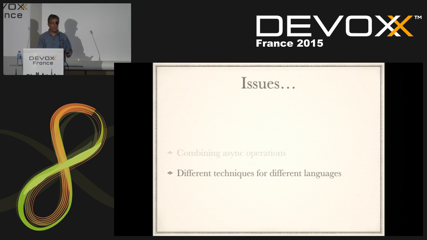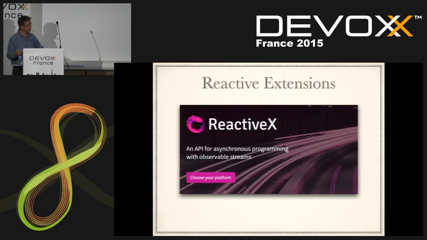So we do want to, at the same time, leverage as much as we can when we move platforms. And that's some of the things that Reactive Extensions has tried to address. This aspect of combining asynchronous operations, making it more readable, and trying to apply the same techniques across multiple languages. And that's where Reactive Extensions comes in. So ReactiveX is, as you can see here, a very clear definition of exactly what it is, which is an API for asynchronous programming with observable streams.